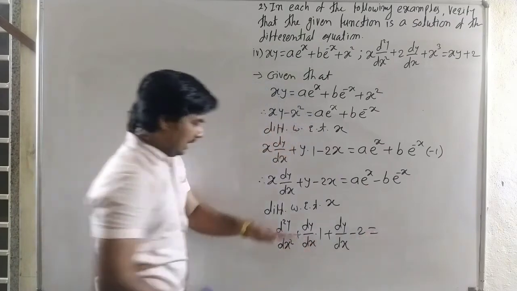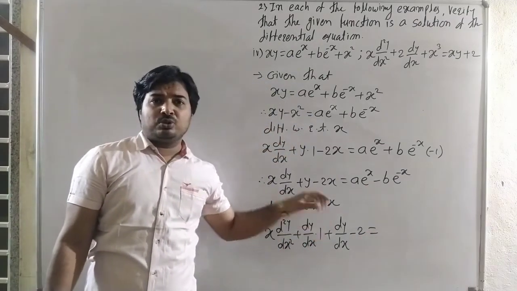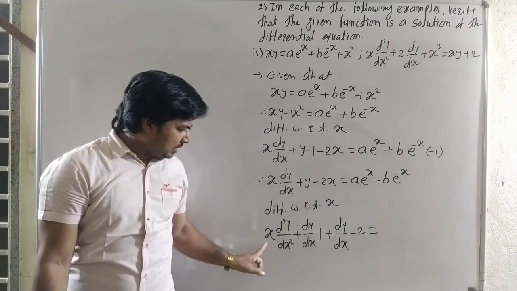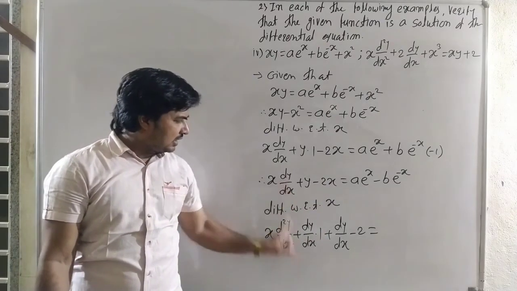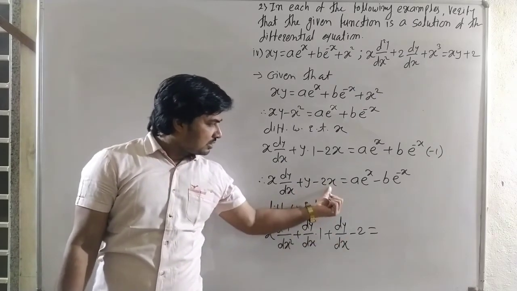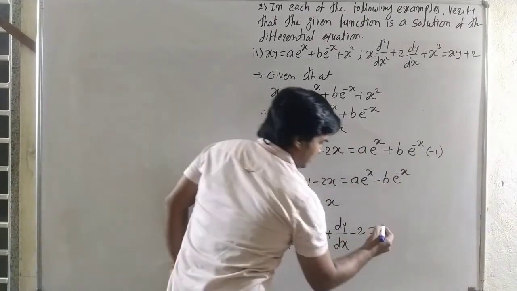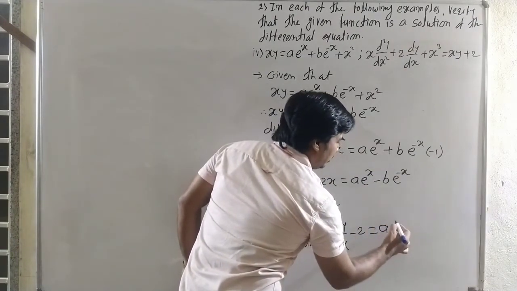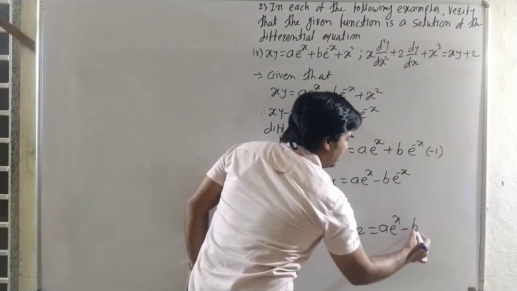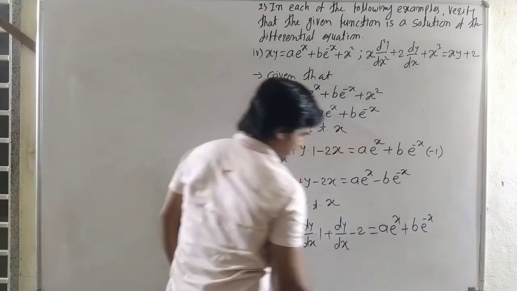It is the derivative of the LHS. Here x into dy by dx, differentiate with respect to x. Here we use the u into v rule: first as it is, derivative of second, then second as it is, derivative of first, then plus derivative of y, and minus derivative of 2x, it is 2. Now again here differentiate a into e to the power x, minus b into e to the power minus x into minus 1. So you can write here plus.